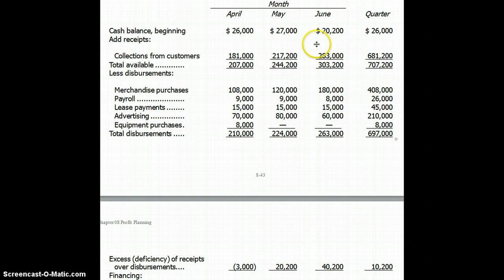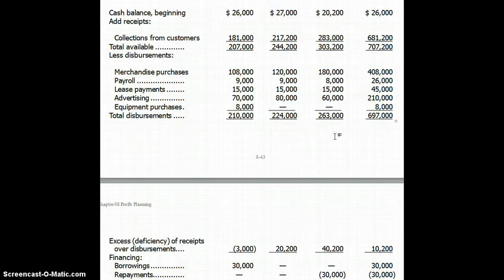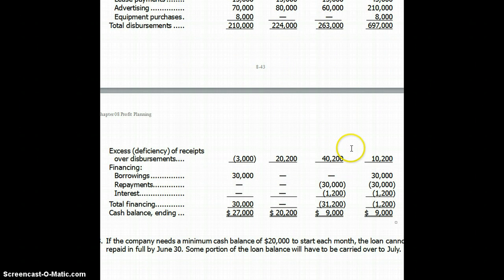We now go to the month of June. We ended May with $20,200. We begin June with $20,200. We take in our collections from customers of $283,000 to give us total cash available of $303,200. Take out our disbursements, $180,000 for merchandise purchases, which is the actual merchandise purchased in May, paid for in June. Payroll, lease payments, advertising as given in the book. Total disbursements $263,000. Subtracted from cash available of $303,200 to give us an excess of $40,200.